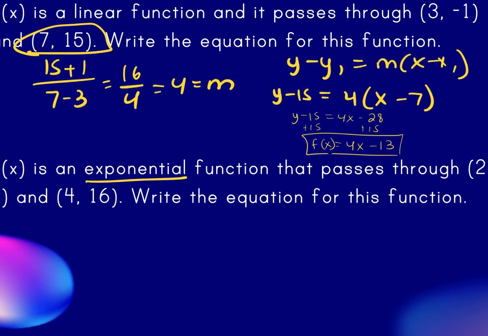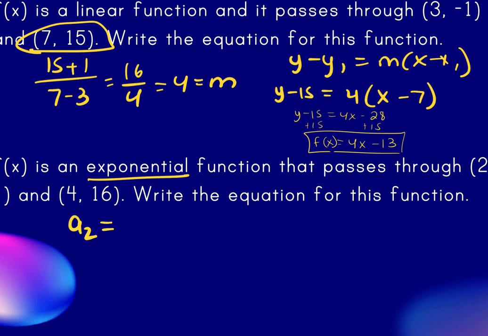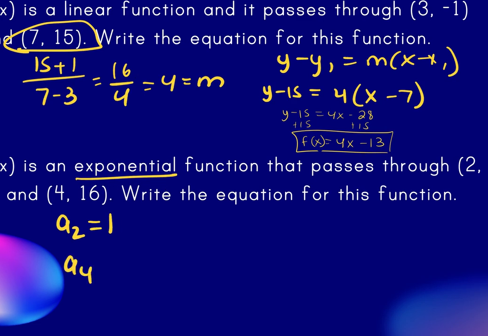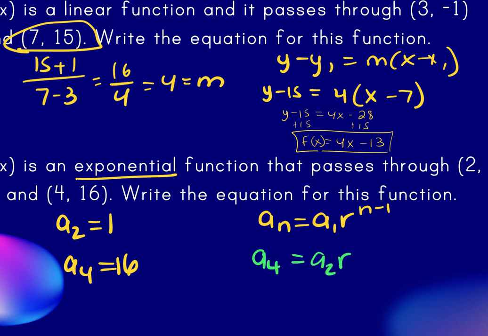So (2, 1) is the same thing as saying A2 equals 1, and (4, 16) is the same thing as saying A4 equals 16. Now we have geometric terms, right? And yesterday we did An equals A1 times R to the n minus 1. We said we can manipulate that for any terms we have. So if I don't have A1, which I don't, I have an A2 and an A4, I can take those values and make the left one my A4, the right one my A2, and then what's going to be the exponent on R?